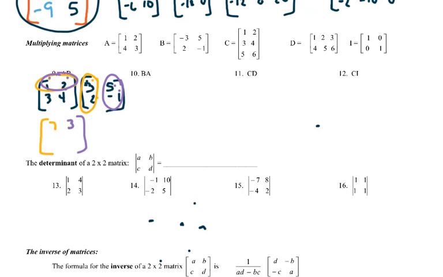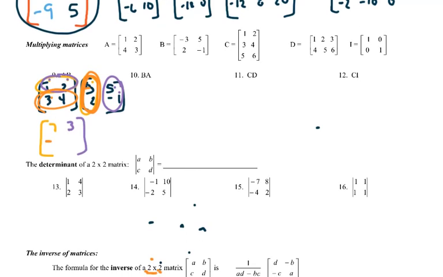Then if I scooch over again, I'm going to take now this row, the 3 and the 2, and multiply that by the 3 and the 4. So 3 times 3 is 9, 4 times 2 is 8, 9 plus 8 is 17. Although I'm feeling like I messed up, because wasn't that a -3? It was, my circle messed it up. So it should have been -3 times 3 is -9 plus 8. And -9 plus 8 is -1.